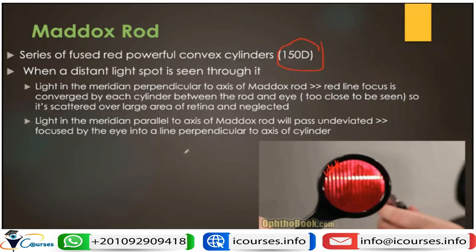The value of the Maddox rod is that when a light is seen through it, the dot is converted to a red line. This line is made by the cylinders: each cylinder focuses the white dot into a focus, and the connection between all the foci of these positive cylinders makes a line. This line is perpendicular to the axis of the Maddox rod.